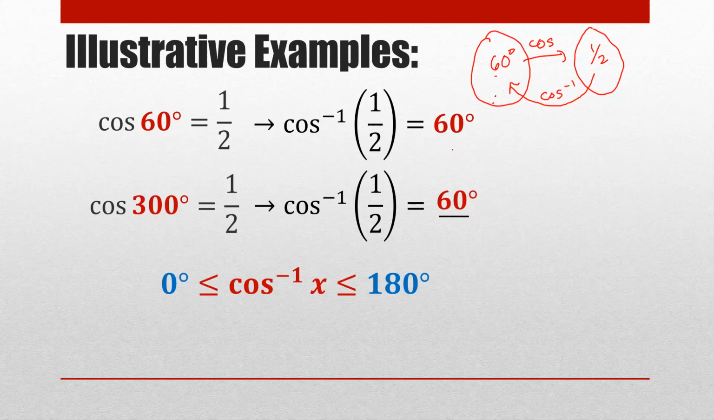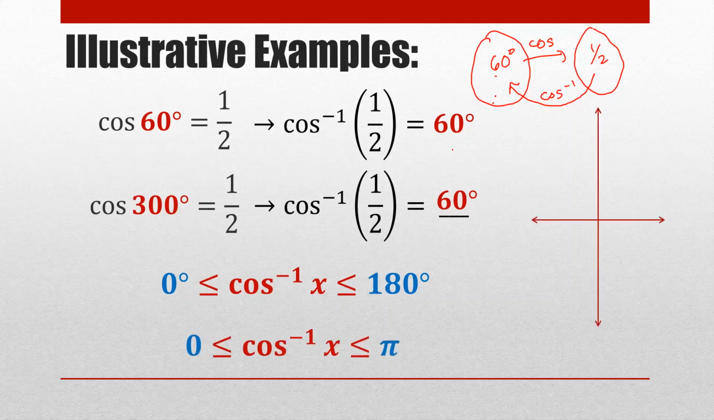Yung ating values for our cosine will be from 0 to 180 degrees or from 0 to pi. So, sa ating diagram, we have this range or these values where this is 0, this is 180 degrees or pi. This will take care of the positive values of cosine. This will take care of the negative values for cosine.